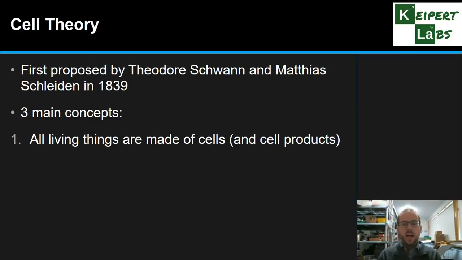So the idea is that anything that is living is made up of cells, either one cell for the smallest and simplest, up to trillions upon trillions of cells like us and other organisms that we say are multicellular. And likewise, other parts of us are made up of cell products.